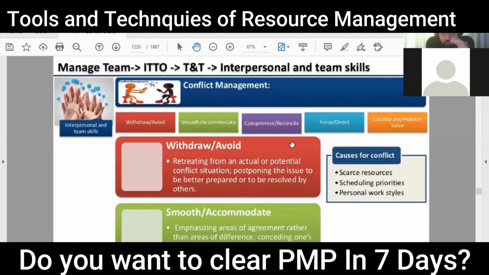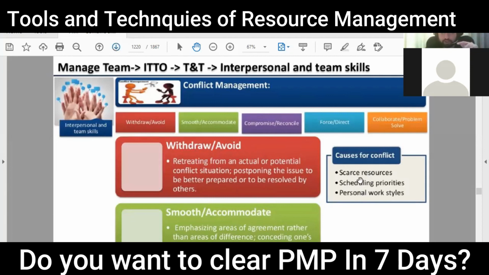This is clear? Okay, one thing more I would like to add here. What are the causes of conflict? Most of the time, scarce resources, that you don't have the resources, become the cause of conflict. The schedule priorities become a source of conflict. Then you have personal work style, that is also a cause of conflict. But the number one reason of conflict is scarce resources, then schedule priorities, and personal work style.